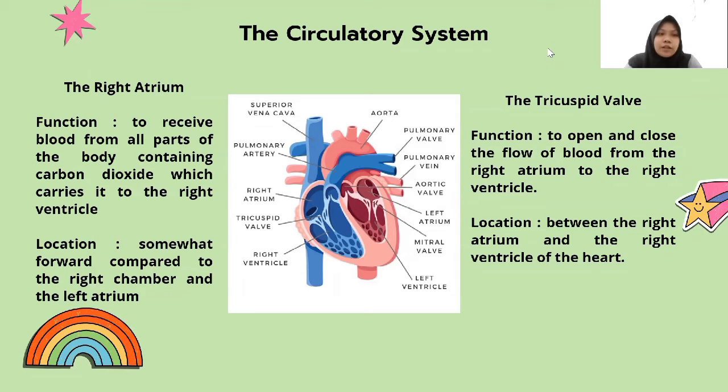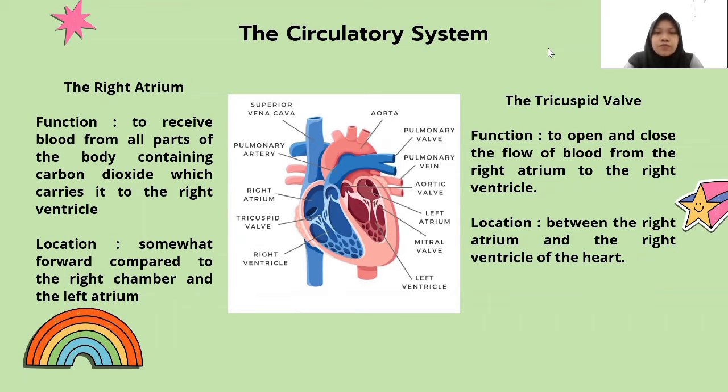Thank you, Huri. Okay, the right atrium functions to receive blood containing carbon dioxide from all parts of the body, which it carries to the right ventricle. Location: somewhat forward compared to the right chamber and the left atrium. The tricuspid valve.